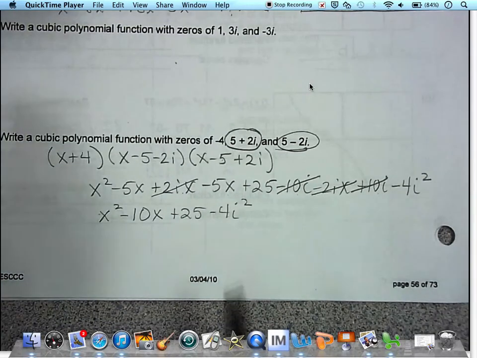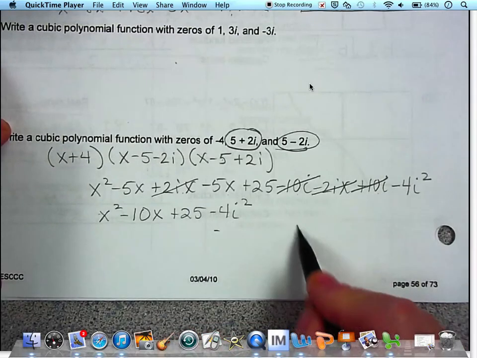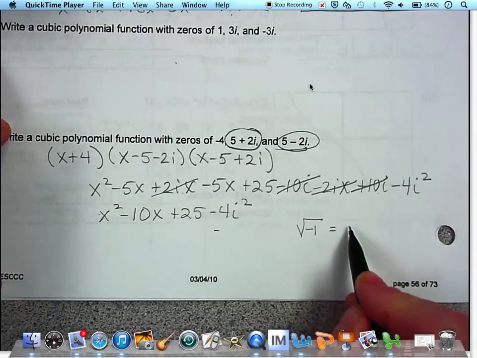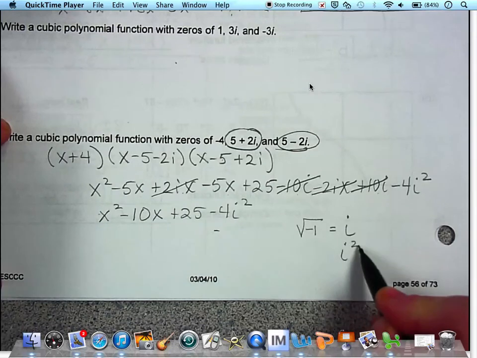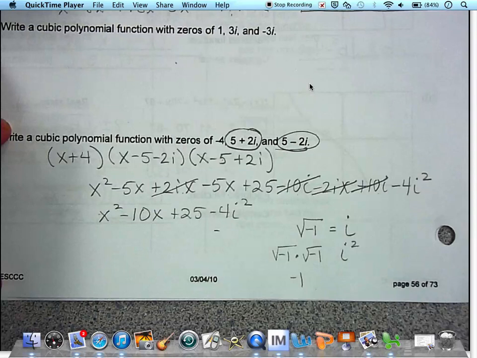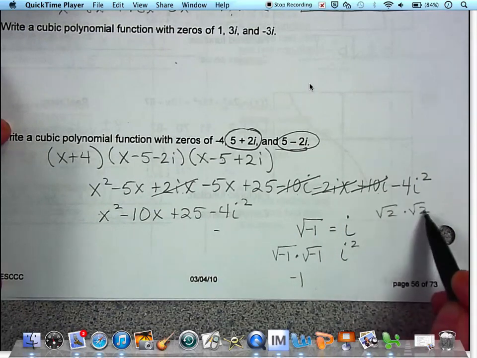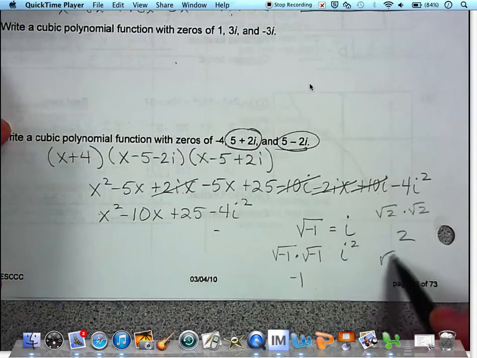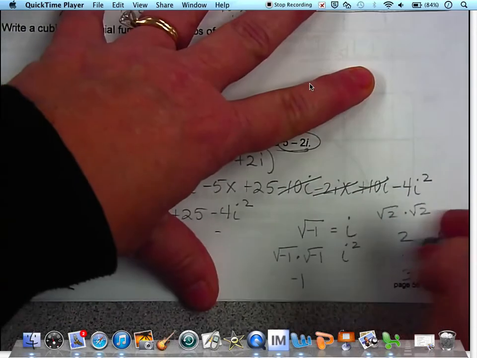How do you know this? The square root of negative 1 equals i. So i squared equals the square root of negative 1 times the square root of negative 1, which is negative 1. Like the square root of 2 times the square root of 2 is the square root of 4, which is 2, and the square root of 3 times the square root of 3 is 3. So that's where it comes from.